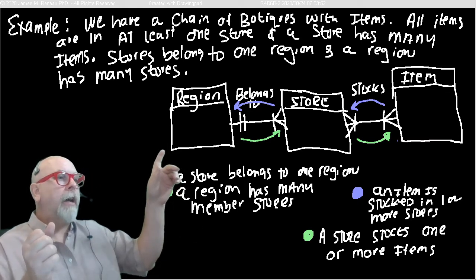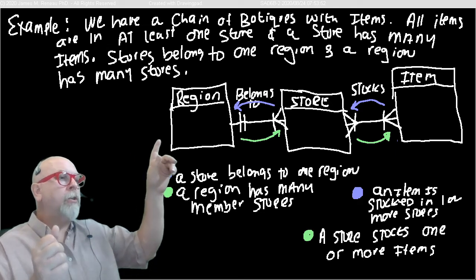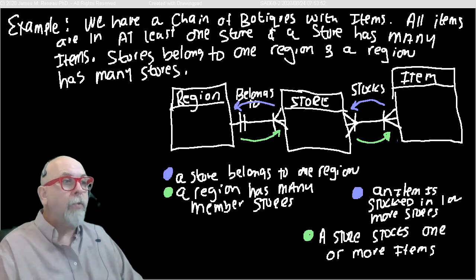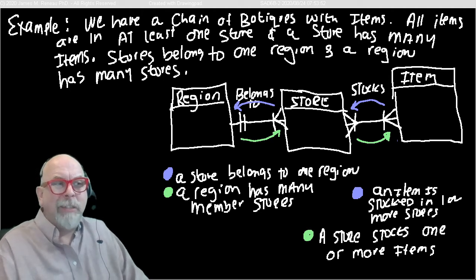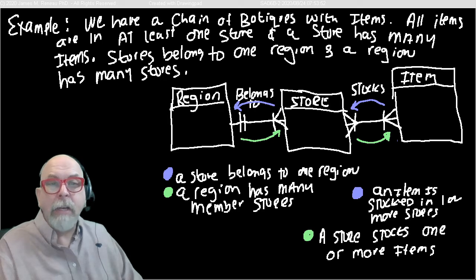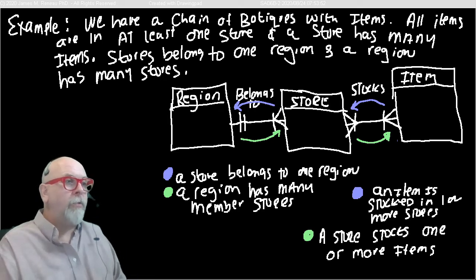Let's read: stores belong to one region. Now, it doesn't say zero or one region. It says one region, and a region has many stores. Can a region exist with zero stores in it? No. Why would we have a region if we don't have any stores in the region?